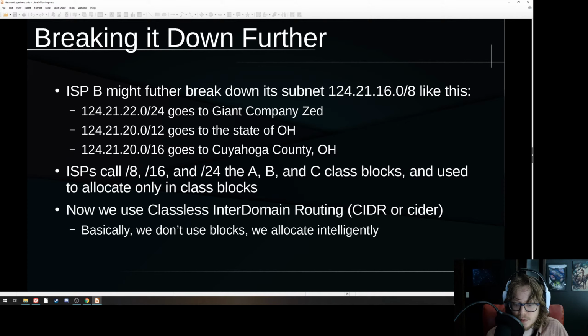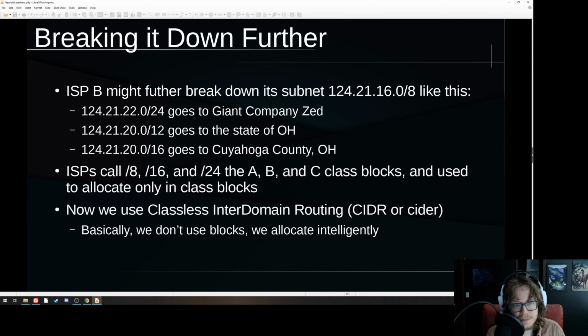So someone that's forwarding traffic to this ISP from, let's say, California will read the first 12 bits of that IP address and forward it to the state of Ohio. Then once it arrives in the state of Ohio, a router might read the first 16 bits and see, this has to go to Cuyahoga County. And then once it arrives in Cuyahoga County, they might read the first 24 bits and see, this is supposed to go to Company Z and send it to their network.